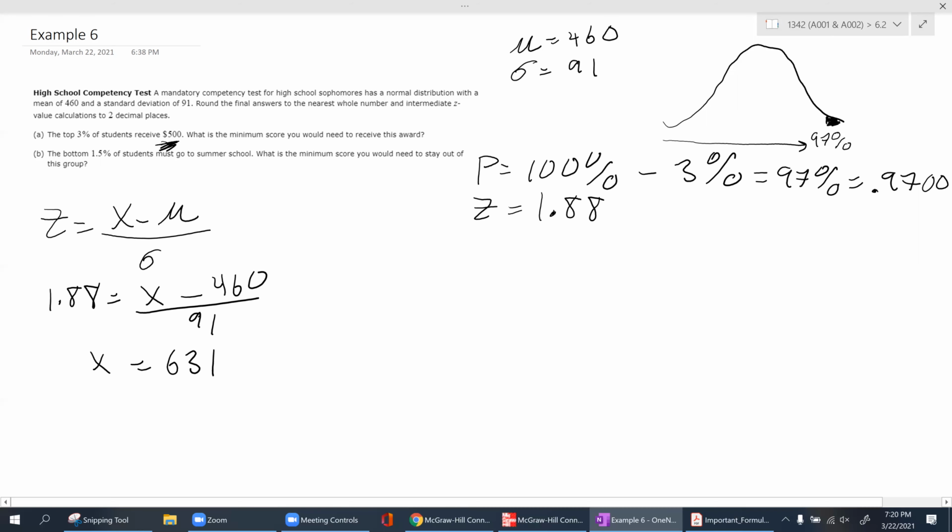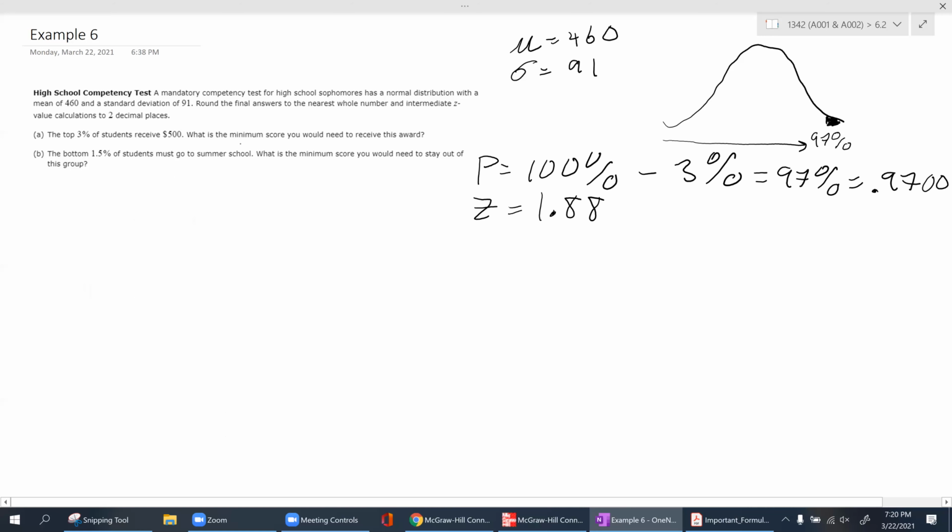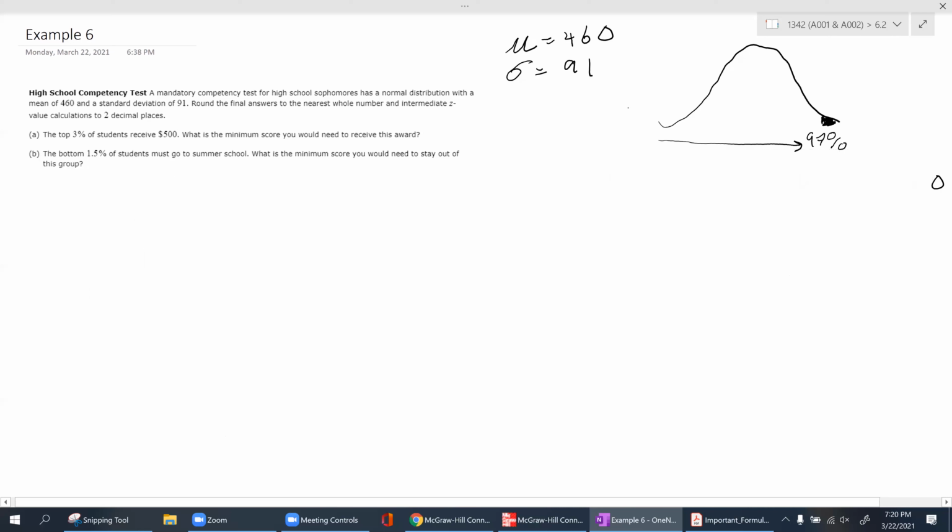So, you're also told that the bottom 1.5% of students must go to summer school. What is the minimum score you will need to stay out of this group? So this probability is going to change. Now we're dealing with another scenario. Now I'm dealing with the low 1.5%.